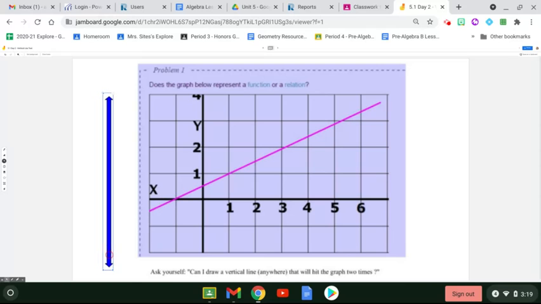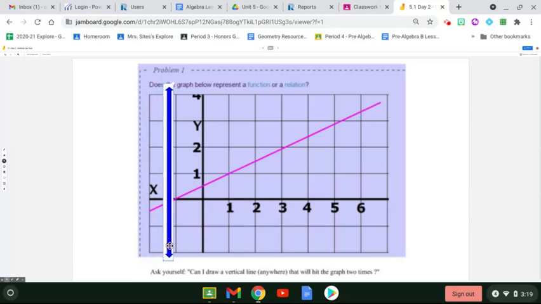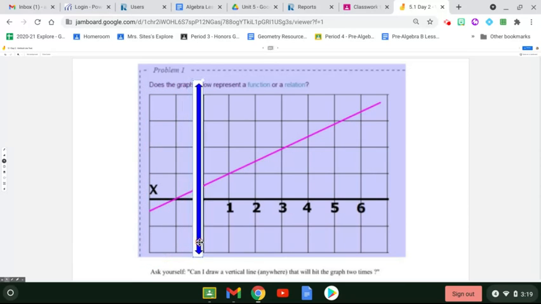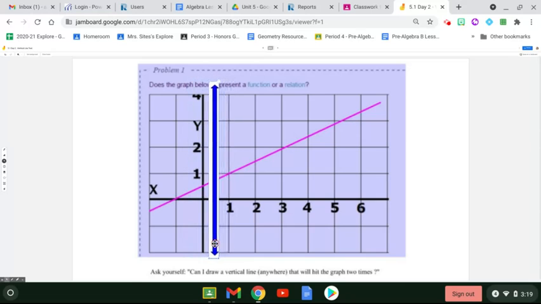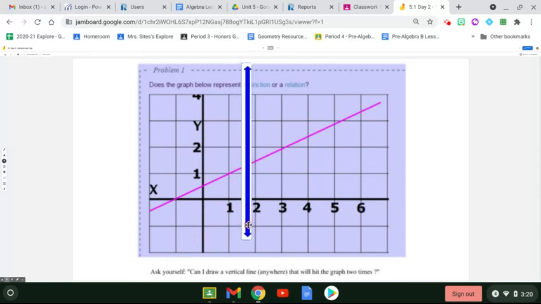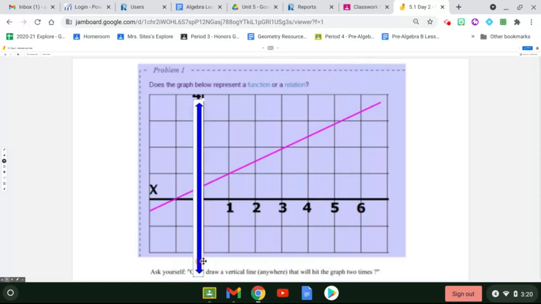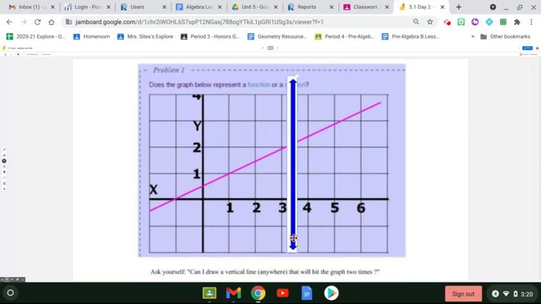And as I drag this line through the graph, I want you to see how many places this line intersects with the pink line. As I'm going through this pink line, you can see that it just hits the graph in one place, the whole entire way as I go up through this line. No matter what I do, it's still only going to be one place that it hits.